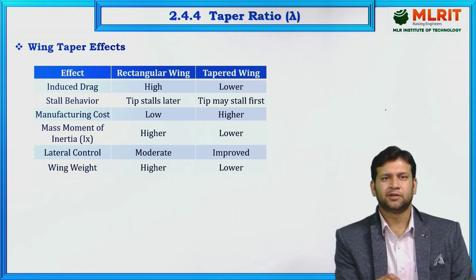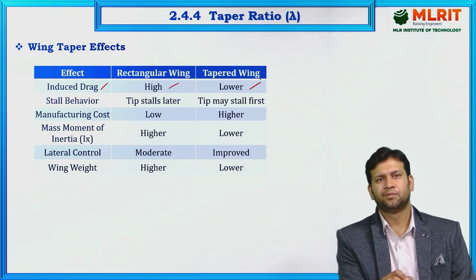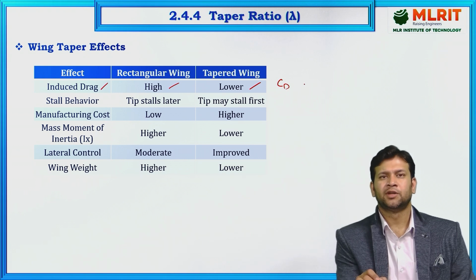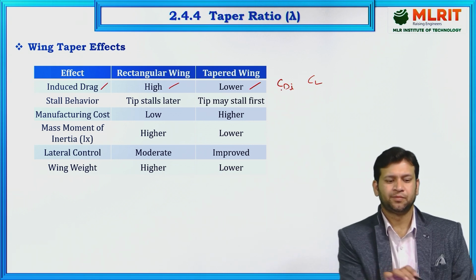Wing taper effects. Induced drag. For rectangular wing, it is high, and for tapered wing, it is lower. Induced drag is one of the drags which is formed due to lift, and we also say that induced drag is inevitable as it is formed due to lift generation. The more lift, the more induced drag is formed.